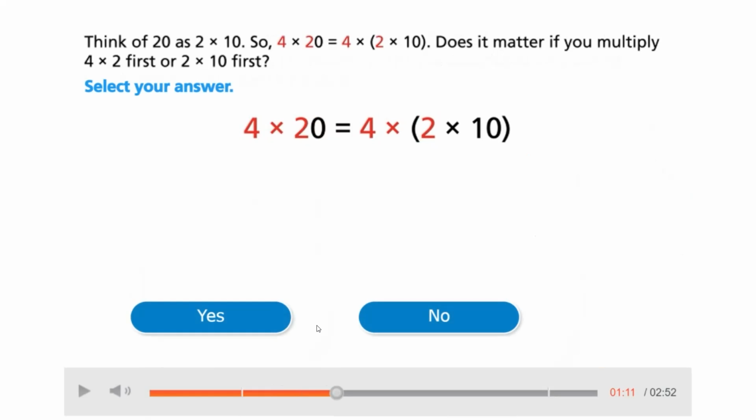Now here we need to stop and think about the properties that we've learned. Now we know the associative property tells us that we can group our numbers in any order, which means we can pick any of the numbers that we want to multiply and start with those first, and then we can multiply by our other factors. So here, it shouldn't matter if we're going to do 4 times 2 first, or if we're going to do 2 times 10 first. Since we're not changing any of the factors, based on the associative property, we're allowed to start with any of the two that we want. So for our question here, it says, does it matter if you multiply 4 times 2 first or 2 times 10 first? No, it does not matter.